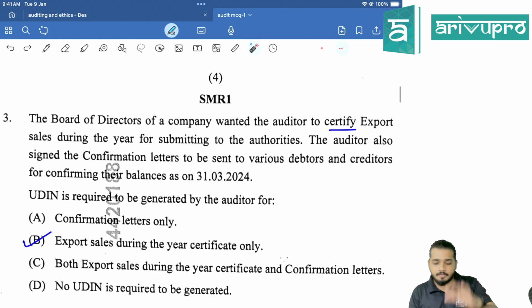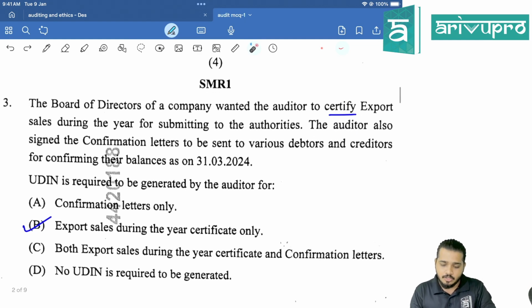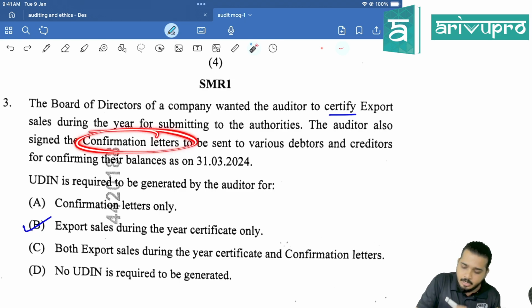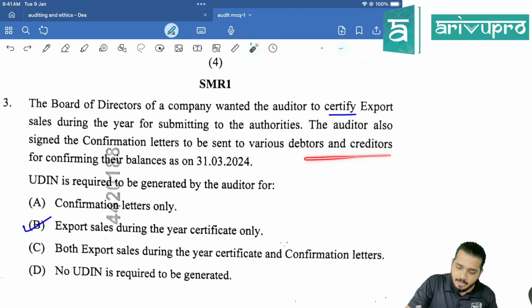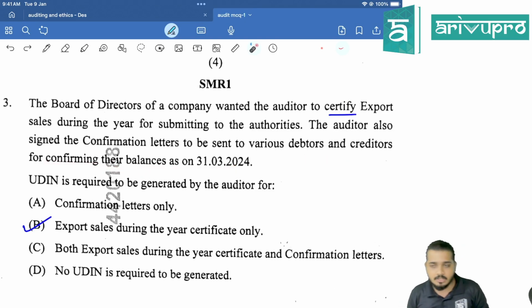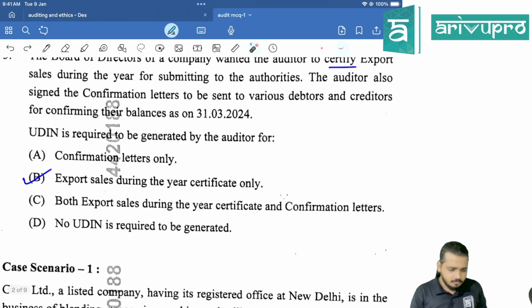Third one. The board of directors of a company wanted the auditor to certify export sales during the year for submitting to the authorities. The auditor also signed confirmation letters to be sent to various debtors and creditors for confirming their balances as on 31/3/2024. Now, UDIN is required to be generated by the auditor for what point? Unique Document Identification Number. We have discussed in the class when we discussed the ethics part, right? We have to generate UDIN. Now UDIN is required for what? Very good question.